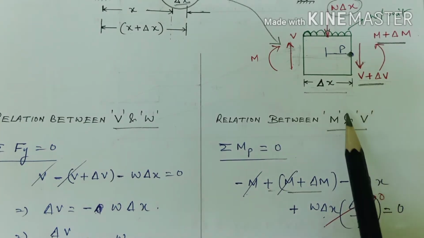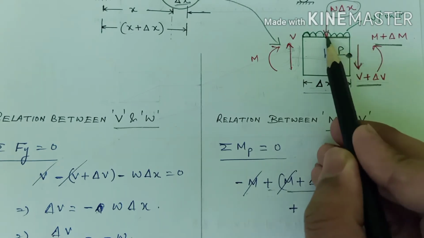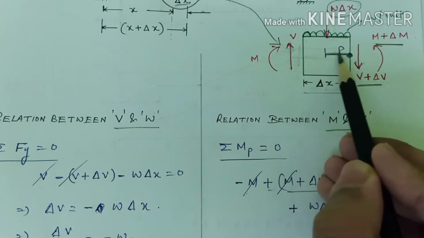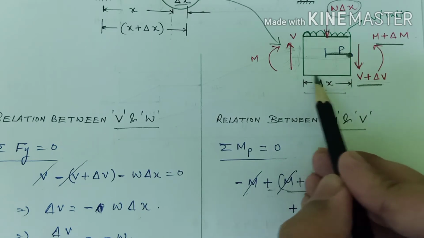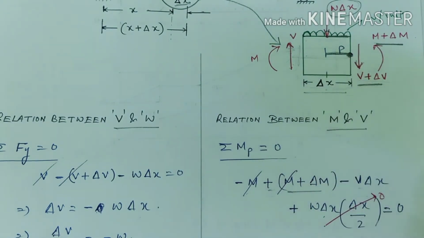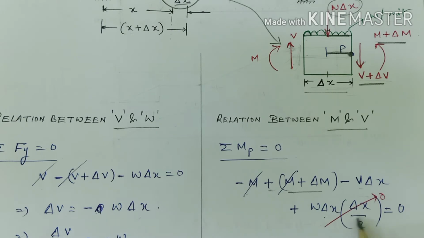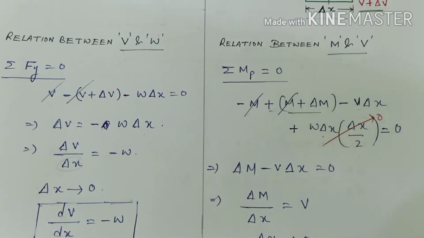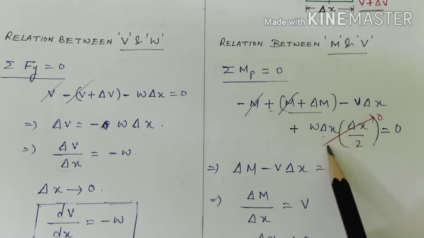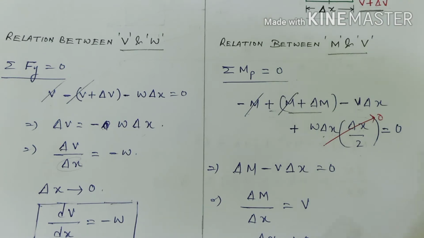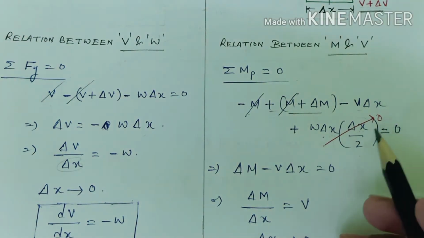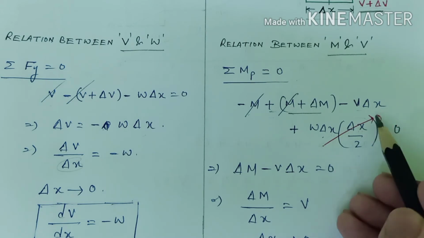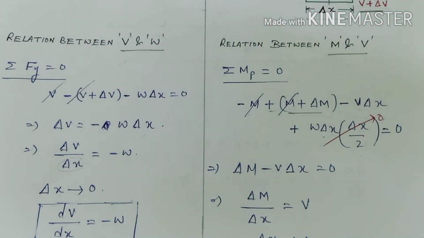So what will be the moment? This will be multiplied with this distance. So what is this distance? This is nothing but half of this thing, so it will be delta x upon 2. So W delta x multiplied with delta x upon 2. This whole thing will essentially be equal to 0. Now see guys, delta x is a very small value, right? So the product of delta x and delta x will be an infinitesimally small value. So we can neglect this and take this whole term as 0, right?